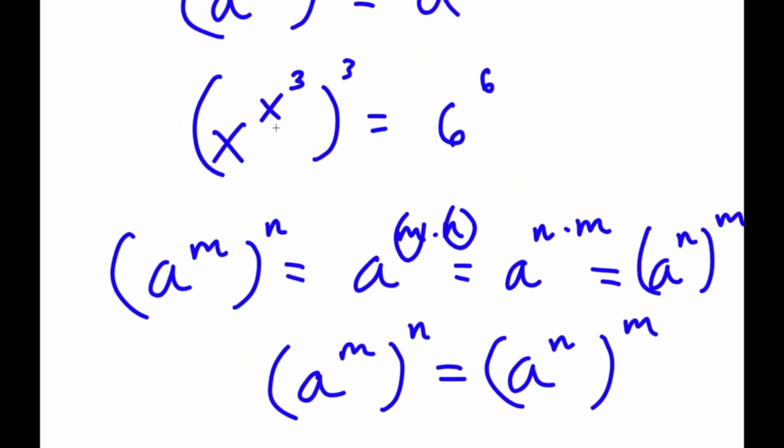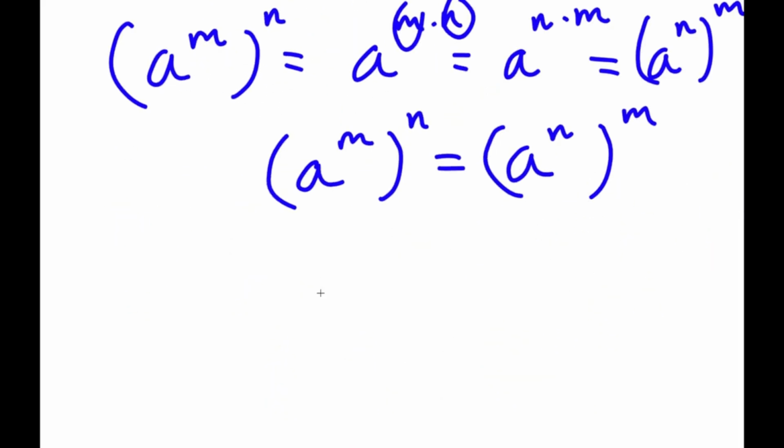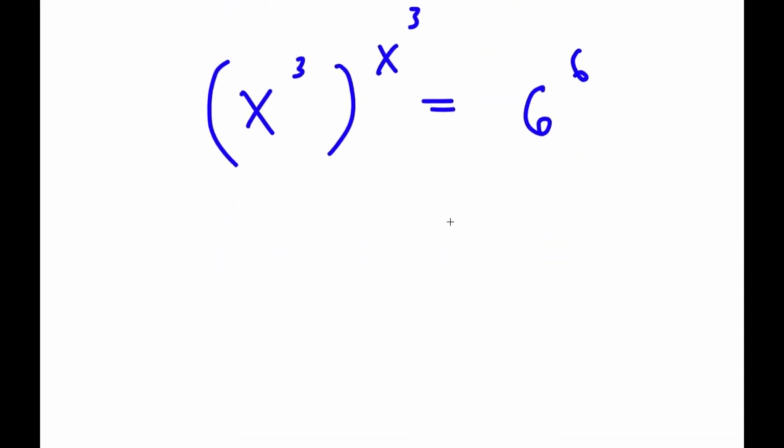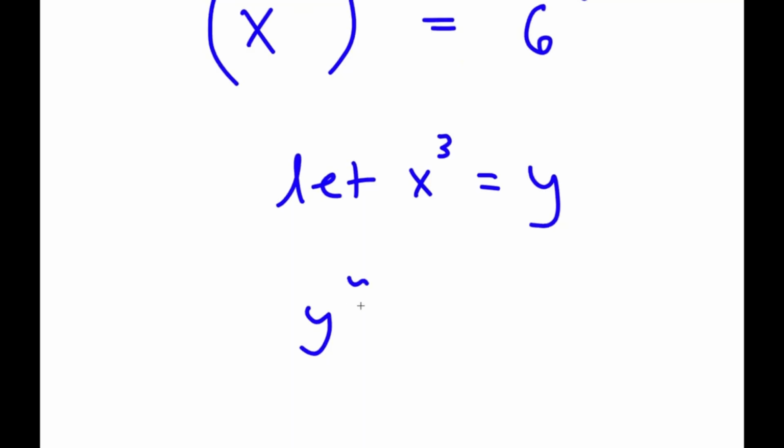So in this case, I have x to the power of x to the power of 3 to the power of 3, and I can think of x to the power of 3 as m and 3 as n. So this is the same thing as a to the power of n to the power of m. If I switch these two places, I get x to the power of 3 to the power of x to the power of 3, which is equal to 6 to the power of 6. Now I'm going to let x to the power of 3 equal the variable y. So now I have y to the power of y is equal to 6 to the power of 6.